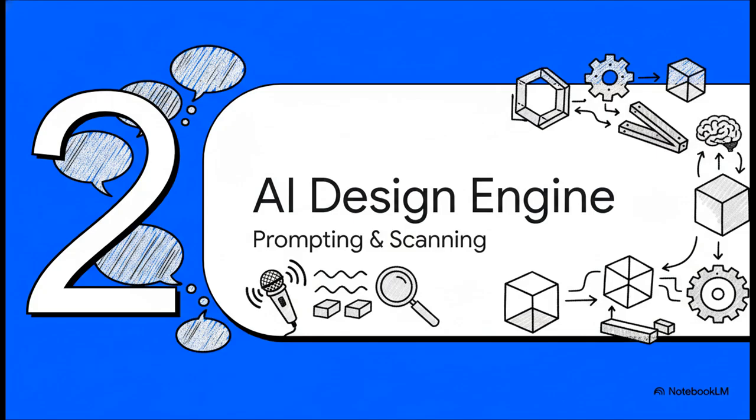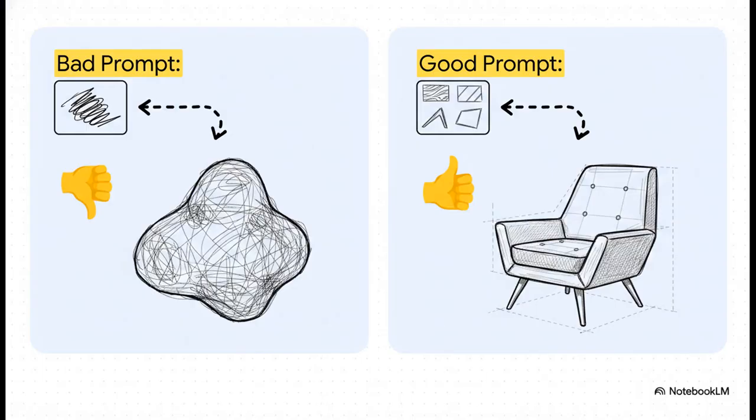All right, so how do you actually use this AI design engine? Well, it all comes down to how you talk to it, how you prompt it. And this right here is probably the most important thing you need to get. This AI thinks like an engineer, not an artist. So if you just type in chair, you're going to get some kind of useless, blobby mess. But if you get specific, if you say mid-century modern armchair with 4 tapered wooden legs, now the AI understands the physics, the structure. It gives you something you could actually build.